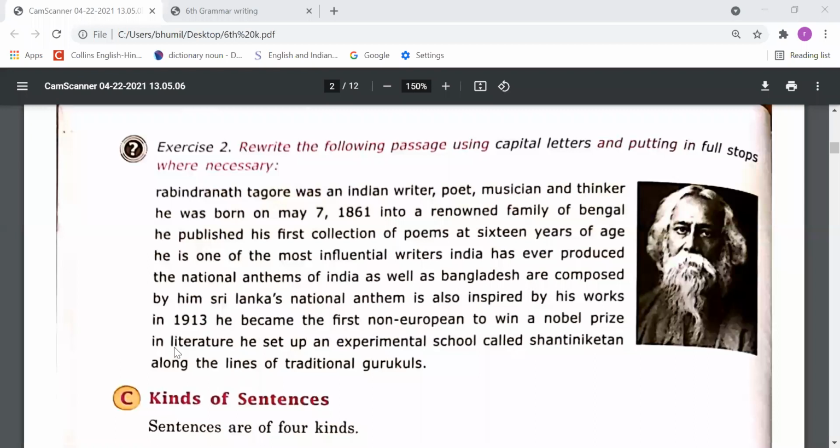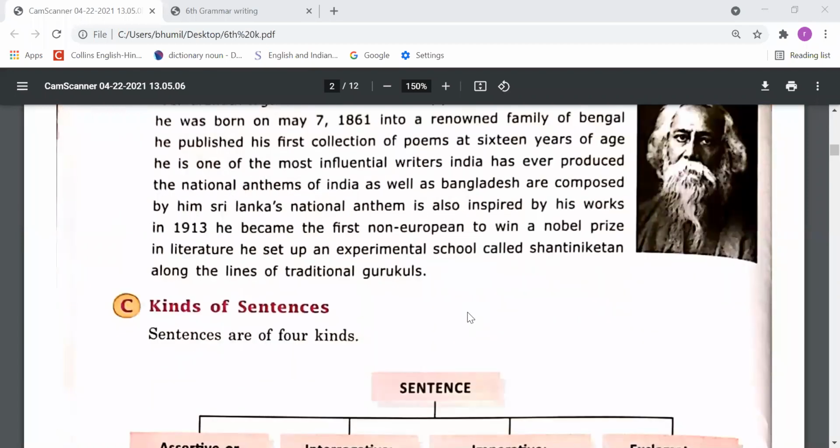Literature, L we will make capital, because we are talking about particular literature. European, E also we need to make capital because that's also a proper name. Then he set up an experimental school called Shanti Niketan along the lines of traditional gurukuls. So in this, H we need to make capital, and Shanti Niketan, S again we need to make capital. That's also a proper name, right? So dear student, in this way you have to do the second exercise, and I will send the answer key there, and you can match there.